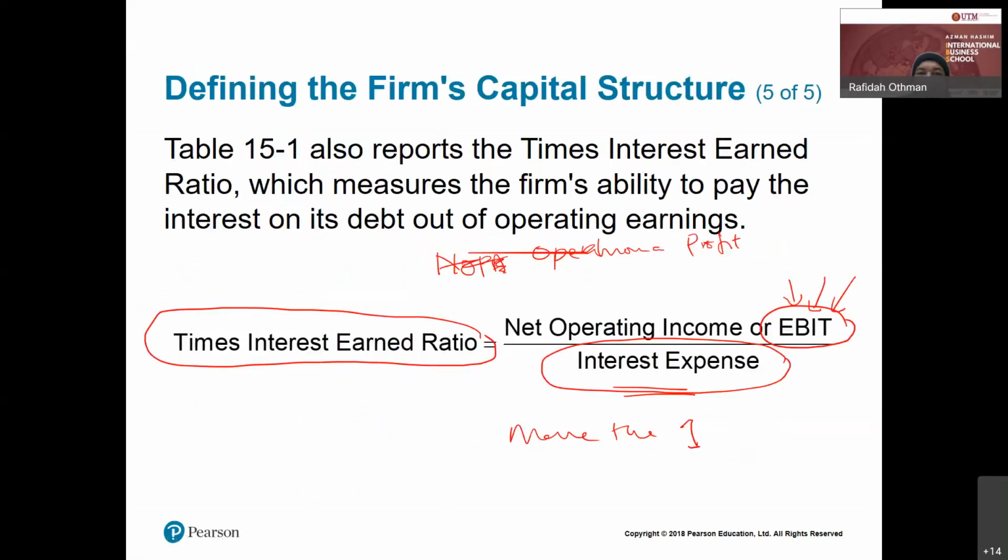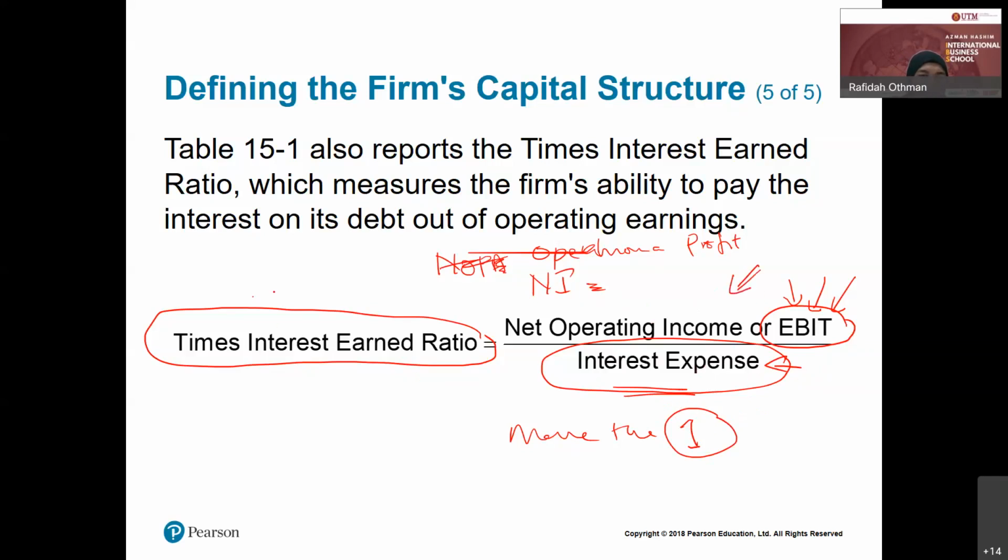On the debt, the important thing is how you manage to get your net income. So we are looking at times interest earned: how many times your net income can cover the interest expenses. More than one is better. It must be more than one, meaning you are able to generate enough income to cover your interest expenses.